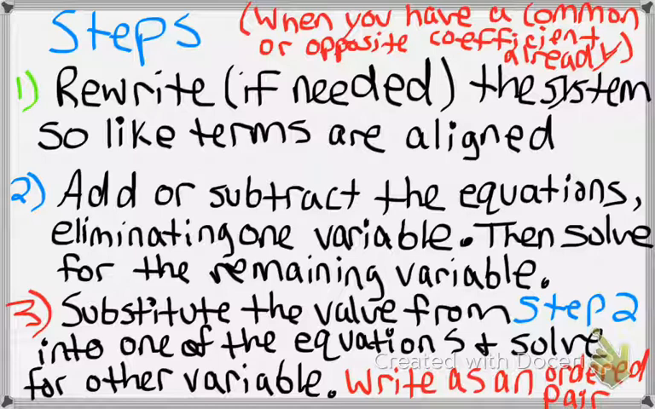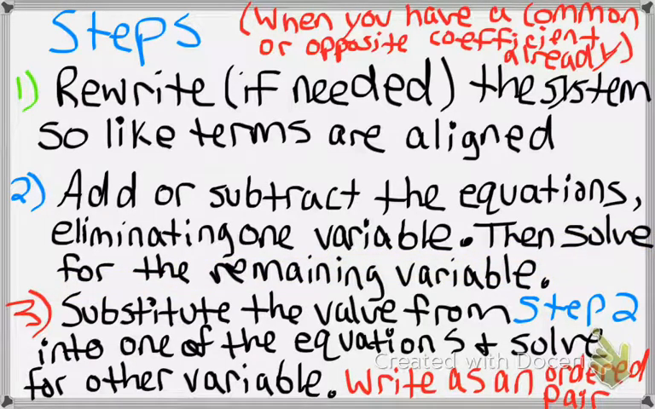Once you have them aligned, you're ready to add or subtract the two equations together, and when you do this, it's going to eliminate one of your variables. Now, this is only going to happen if you have a common coefficient or an opposite coefficient. Anyway, once you eliminate one of your variables, you're going to solve for whatever the remaining variable is.